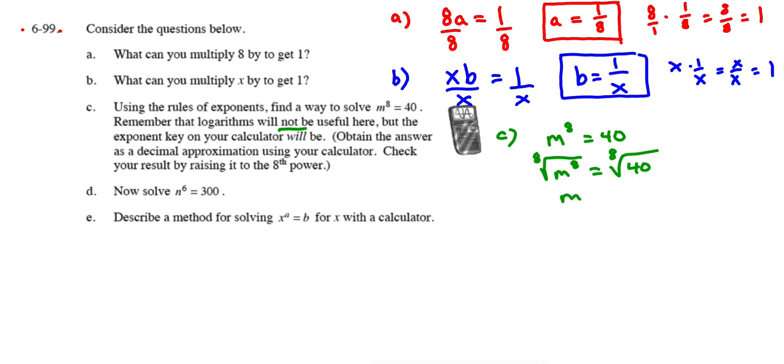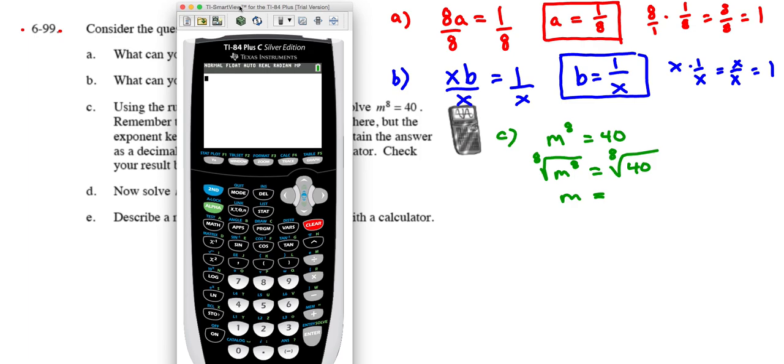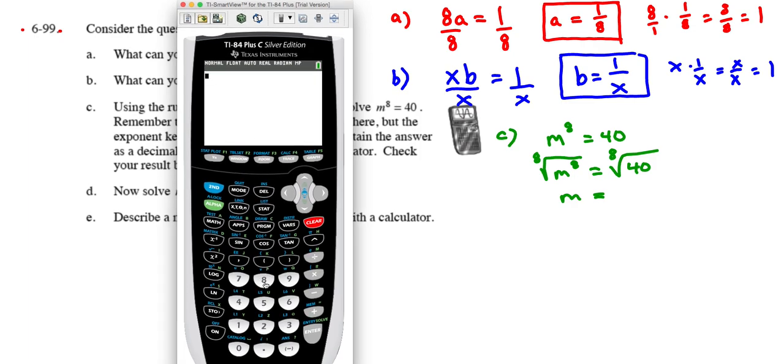And we end up with, let's pull our calculator out here. I'm going to put in my root value, 8. Then I go to math, number 5. So now I have the 8th root. And I'm going to type in 40, hit enter, and we get the value is approximately 1.585833175.